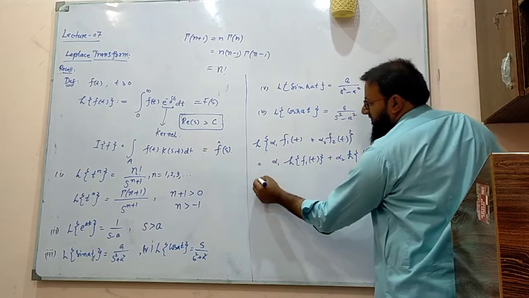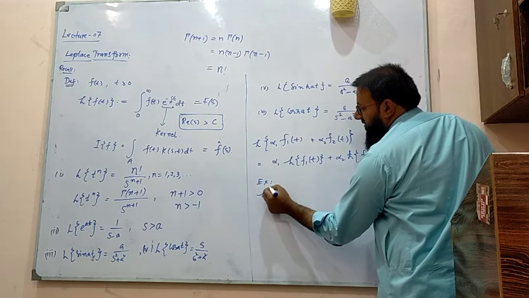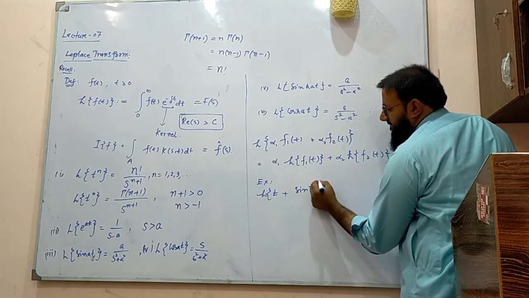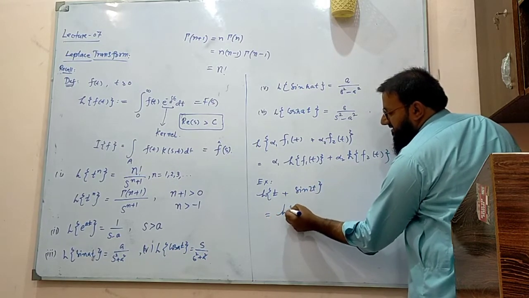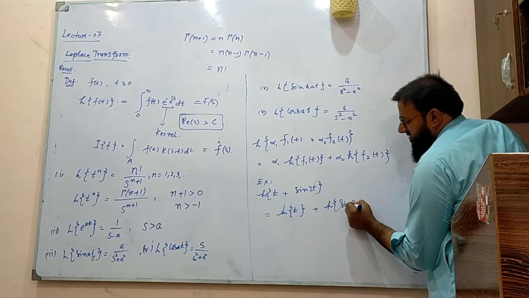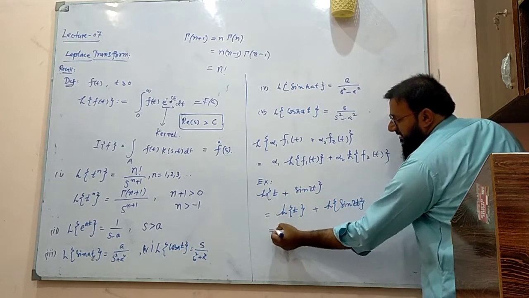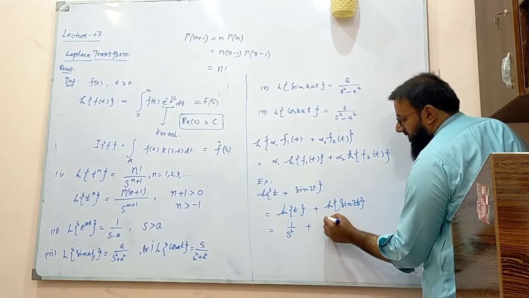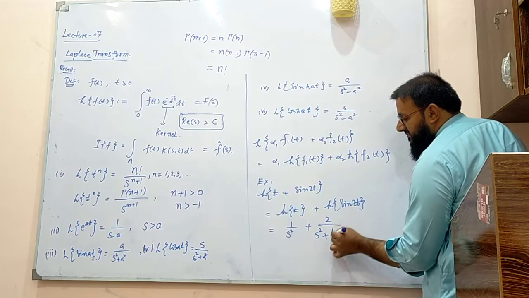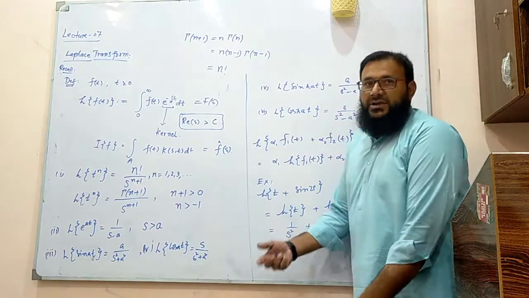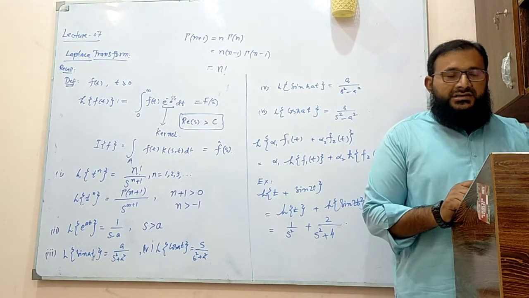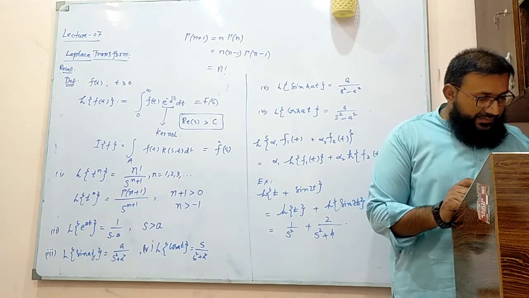For example, I am interested in the Laplace transform of t plus sin 2t. This is going to be the Laplace transform of t, which is 1 over s square, plus the Laplace transform of sin 2t, which is 2 over s square plus 2 square, that becomes 4. So we can apply these properties because every integral transform is a linear transform.